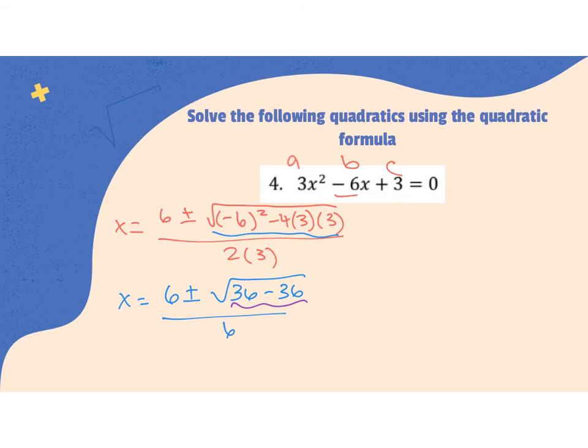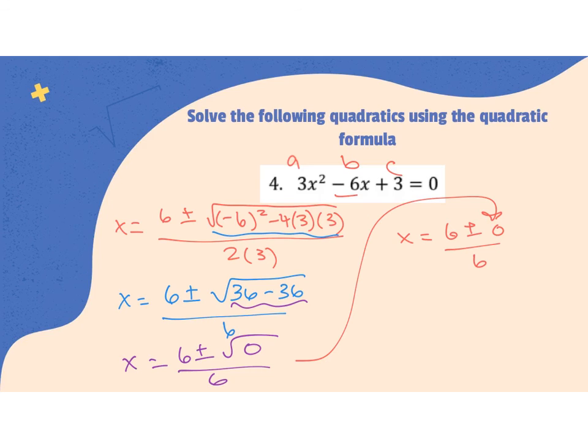Take care of this. We looked at one similar to this yesterday. What happens here is I get a 0. Now, don't let this confuse you. You can take the square root of 0. If you type the square root of 0 into your calculator, you get 0. That is a possible answer. So this isn't the square root of a negative, this is the square root of 0, which is something we can do. So I'd end up with x equals 6 plus or minus 0 divided by 6.